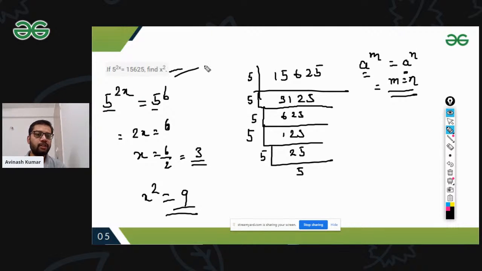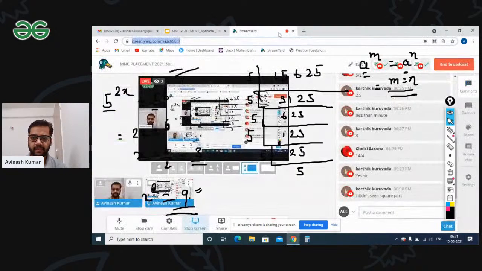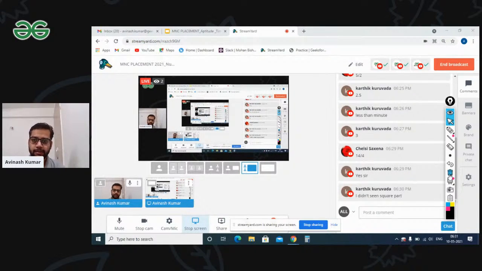We have to find out the value of x square. That's why the value will be 9. Any doubt till now? Any doubt? Just tell me. Karthik, the square part. Chelsea, how is your answer 14 by 4? Just tell me, because 14 is not even near the answer.